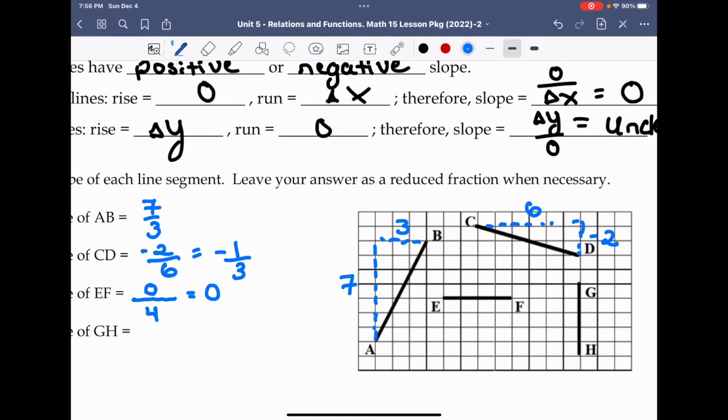And then finally, G and H, we actually covered this, a vertical line. The change in y between G and H is 1, 2, 3, 4, 5 units. So we would say a change in y of 5 over, and what we notice about these lines is that between any 2 points on this line, they don't shift left or right. So it would be 0, or this graph would be an undefined slope.